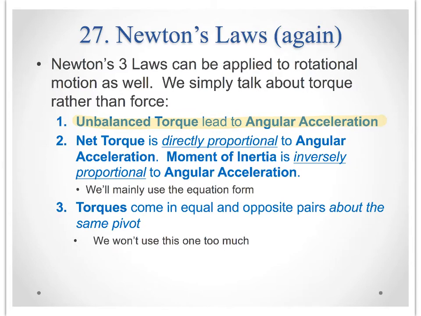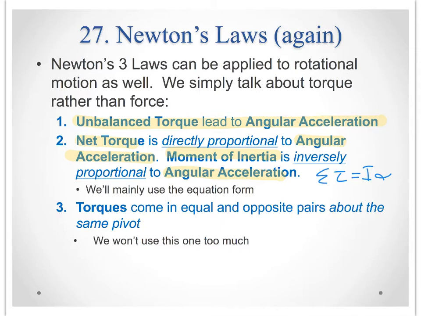Our second one is going to be that torque is directly proportional to angular acceleration. So as we increase our net torque, that increases our acceleration. And moment of inertia is inversely proportional to angular acceleration. So as our moment of inertia goes up, our angular acceleration goes down. And that's really going to lead to our equation for Newton's second law, the sum of the torques equals I alpha, which we'll look at in a second.